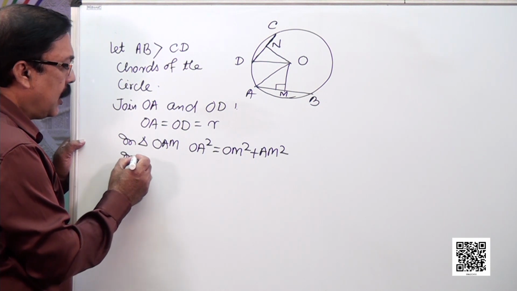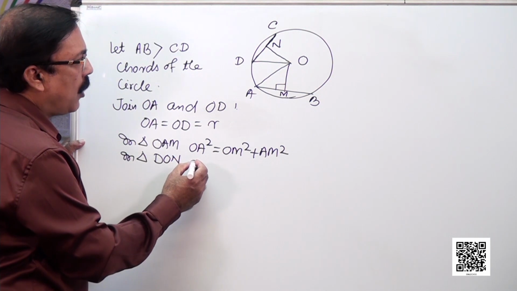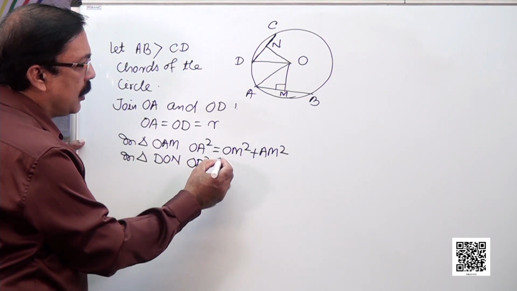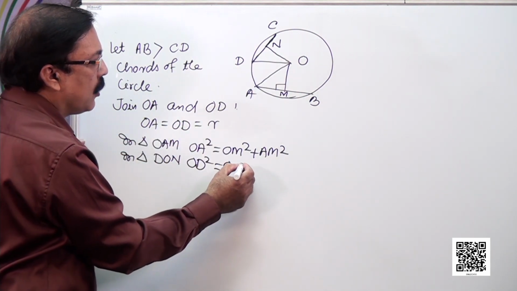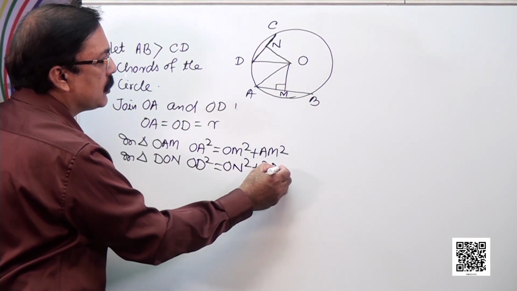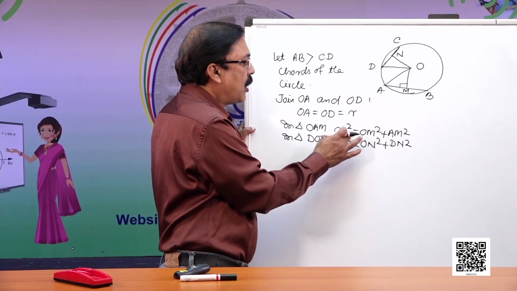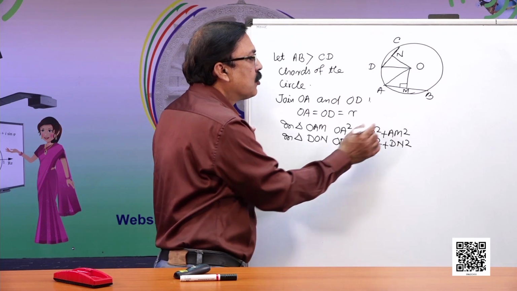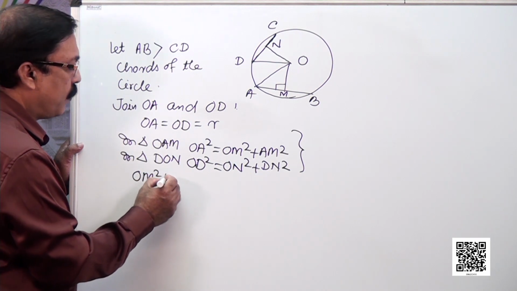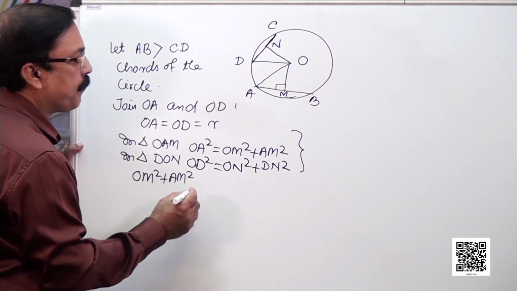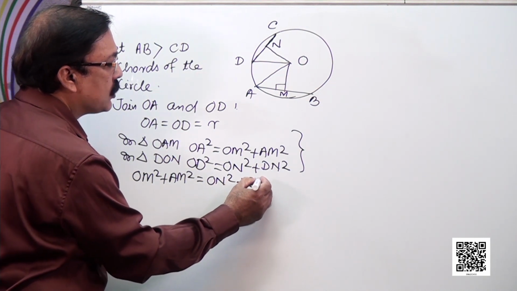Similarly, in triangle DON, we have OD square is equal to ON square plus DN square. As OA is equal to OD, OA square is equal to OD square. So from these three, we conclude that OM square plus AM square is equal to ON square plus DN square.